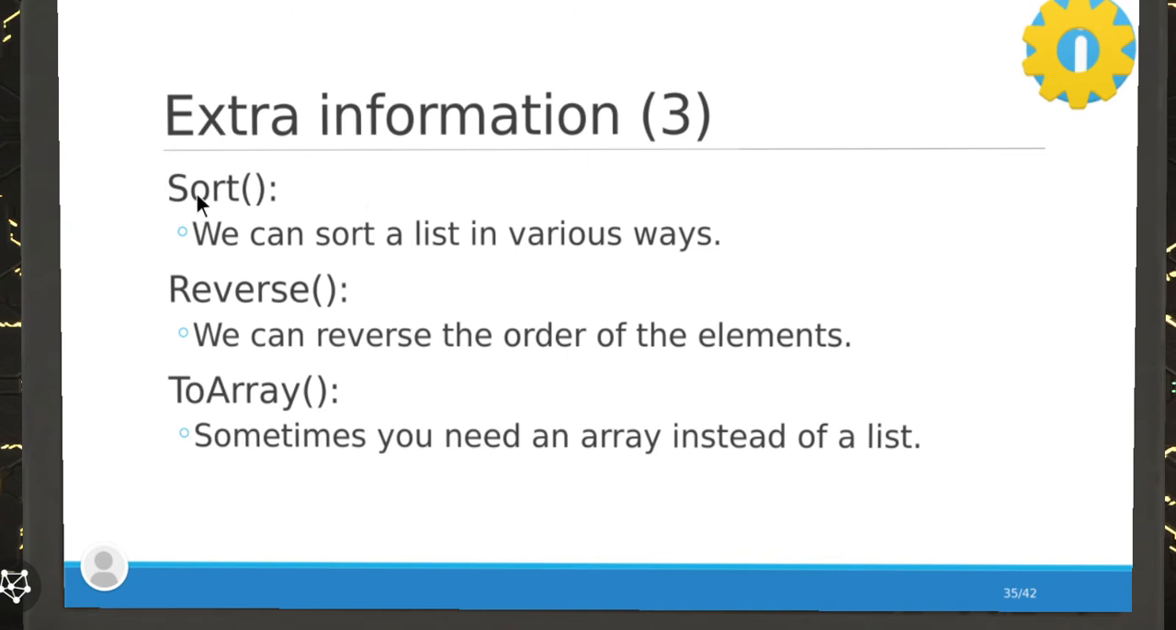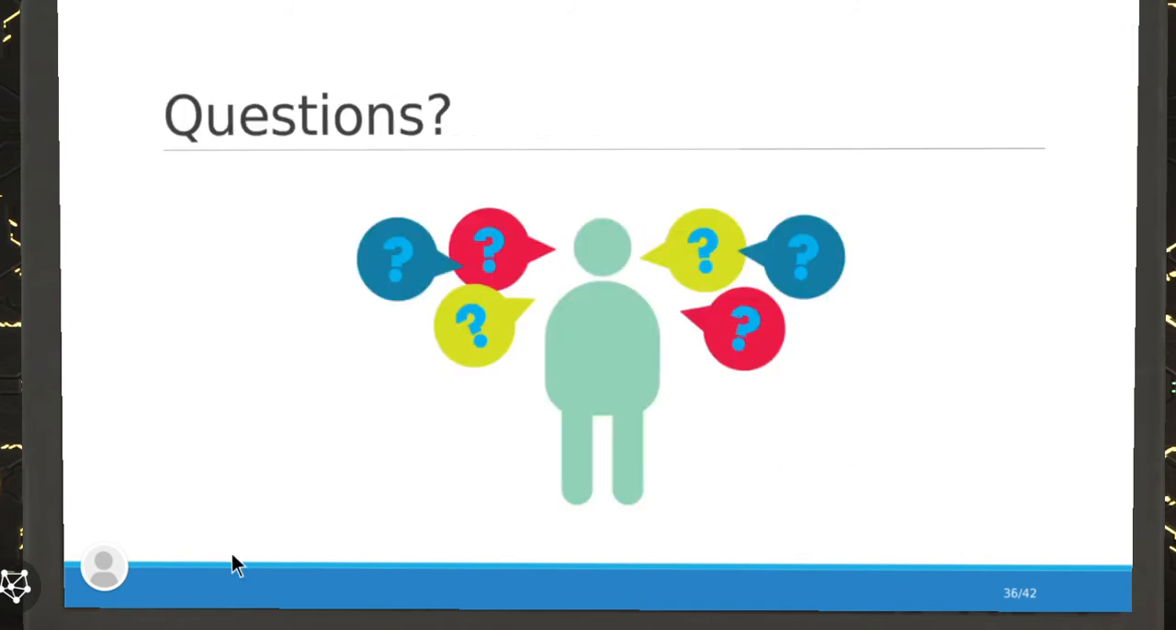Okay. You can also use .Sort, .Reverse, or .ToArray. .ToArray will convert the list to an array. .Reverse will reverse the order of the elements inside. And .Sort will, of course, sort whatever values you have in it.